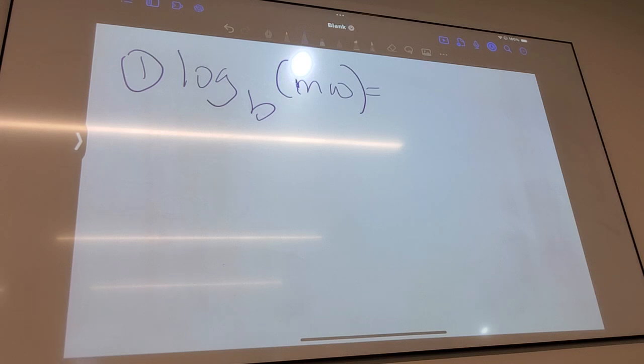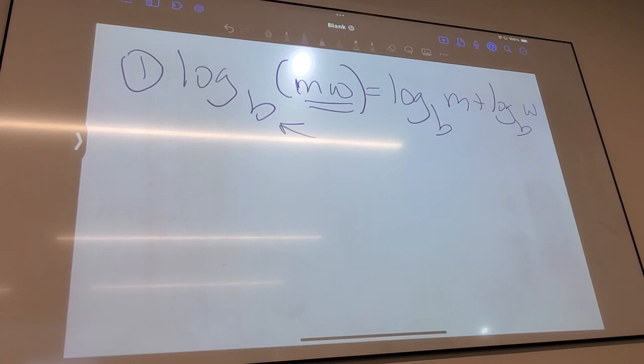Does anyone remember? When I multiply things with the same base, what do I do with the powers? Add them. That's all I have to remember for this property. When I multiply 2 things with the same base, I add the powers. Log base b of m is the power that is on b to make m. Log base b of w is the power that's on b to make w. When I multiply those together, I add those 2 powers. So the log of the product is the sum of the logs.